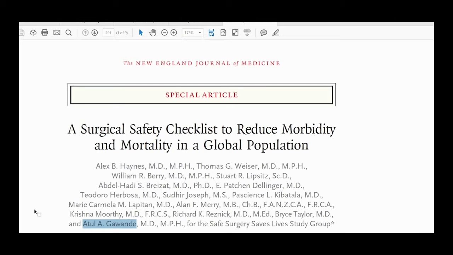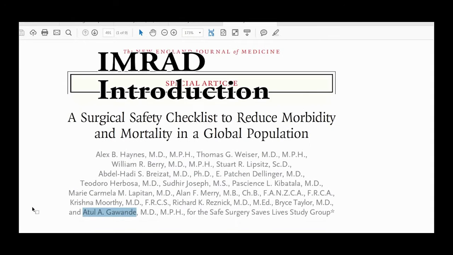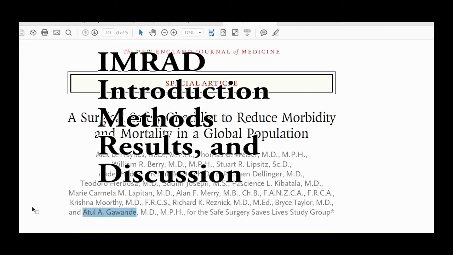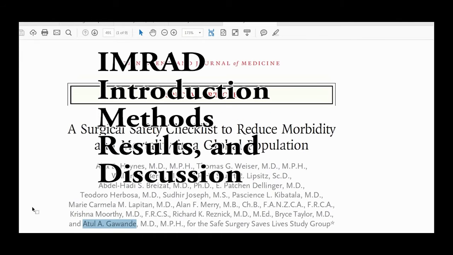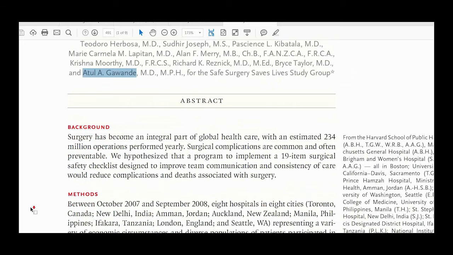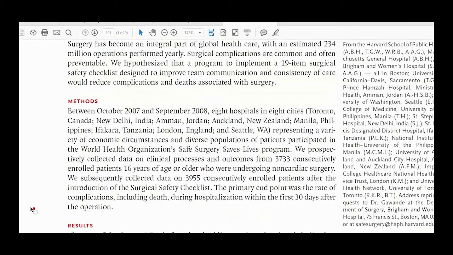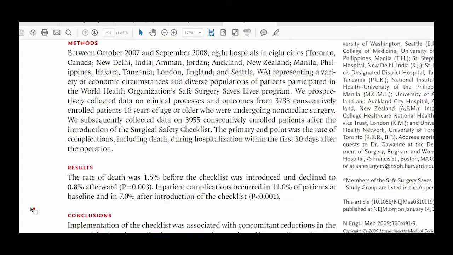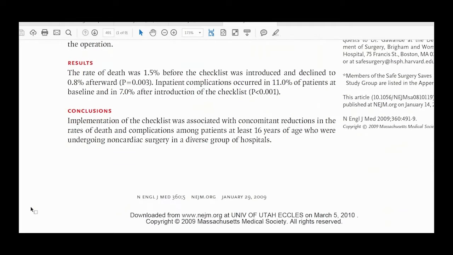This article is meant to represent what is often called IMRAD style. IMRAD is an acronym. It stands for Introduction, Methods, Results, and Discussion. Now, in this abstract, you can see that they've switched out some of the labeling. We're not calling it introduction, we're calling it a background. Methods, results, that's consistent. Discussion, they have labeled conclusions here in the abstract.